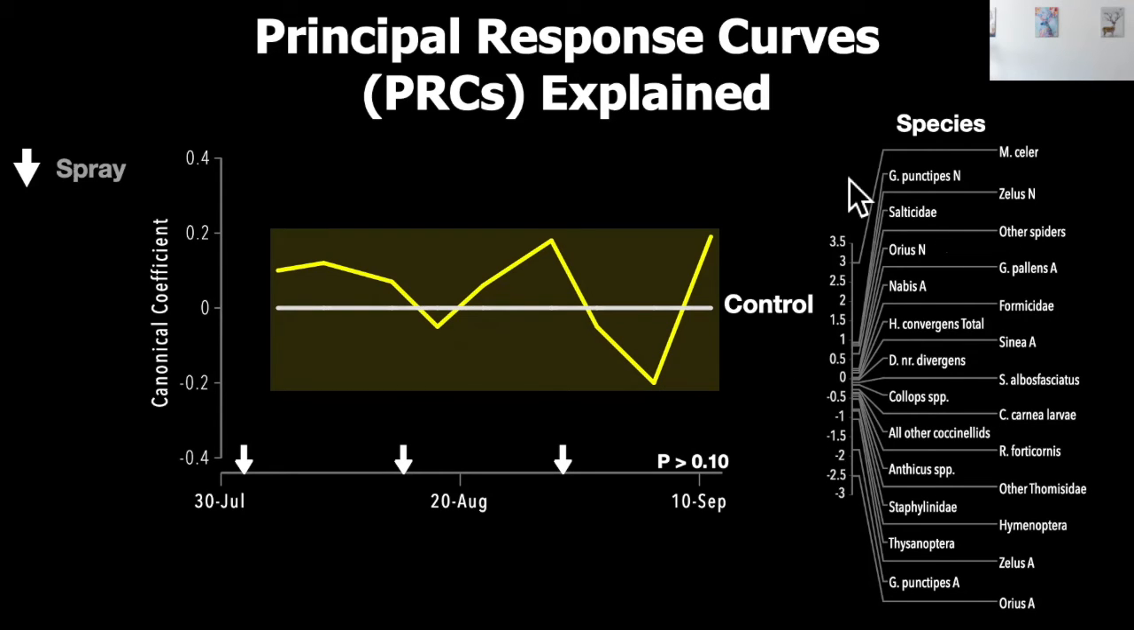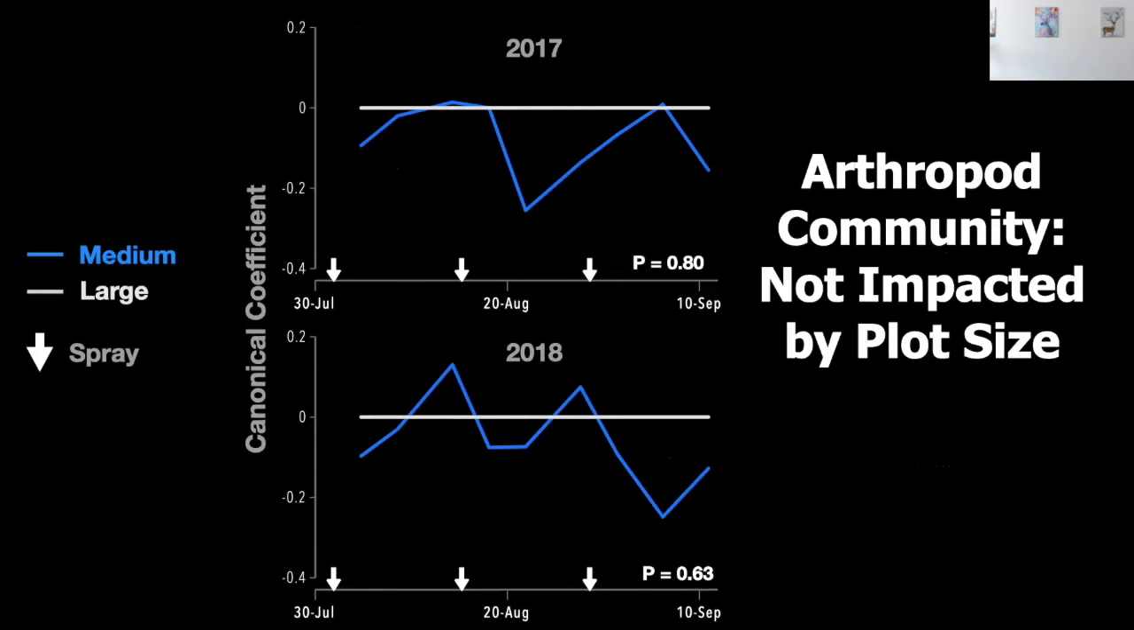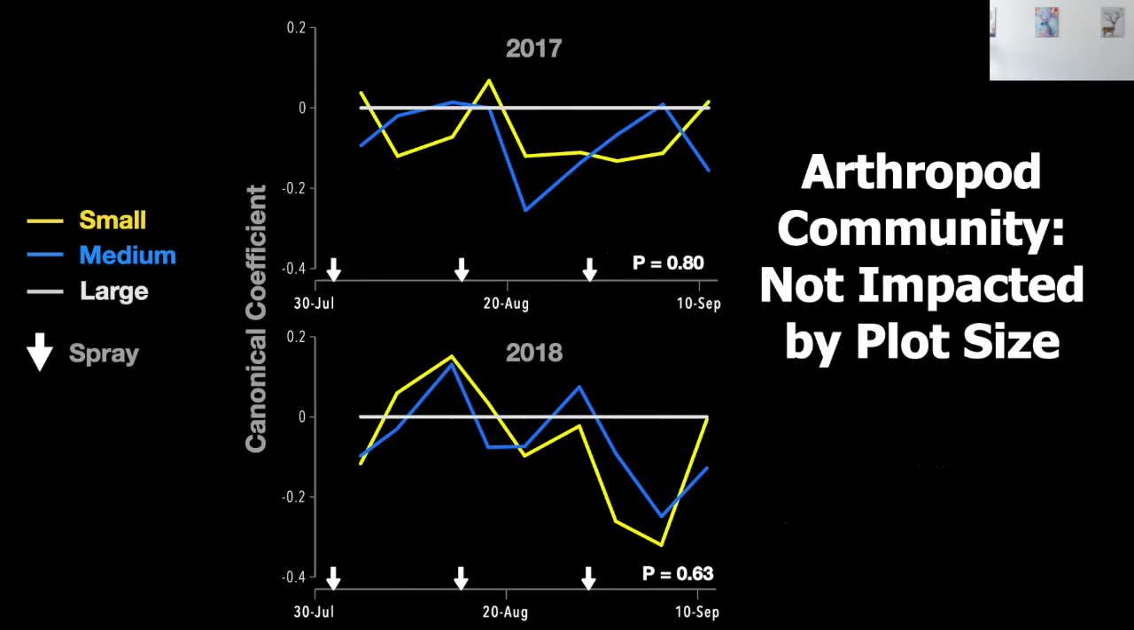Now, next, let's take a look at some real data. So we have 2017 at the top and 2018 at the bottom. And our control is going to be the large plot size. So here is medium against large, and there was no effect of plot size in both years. And here is small against large, and again, no impact of plot size on the arthropod community. Therefore, our conclusion was that plot size did not impact the arthropod community composition and abundance.